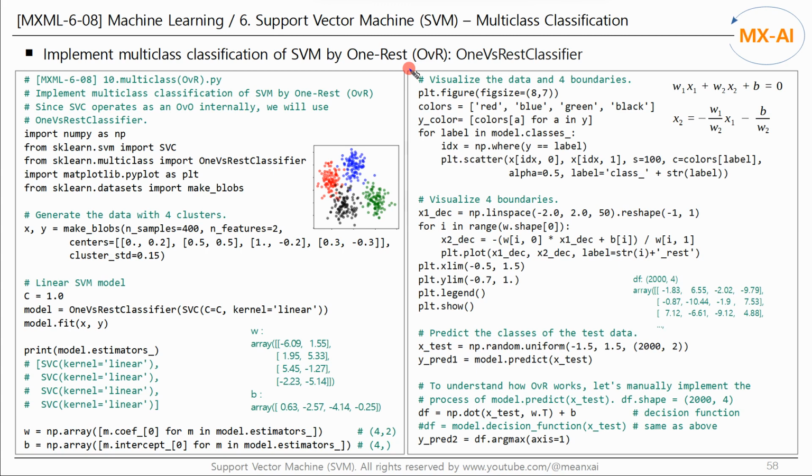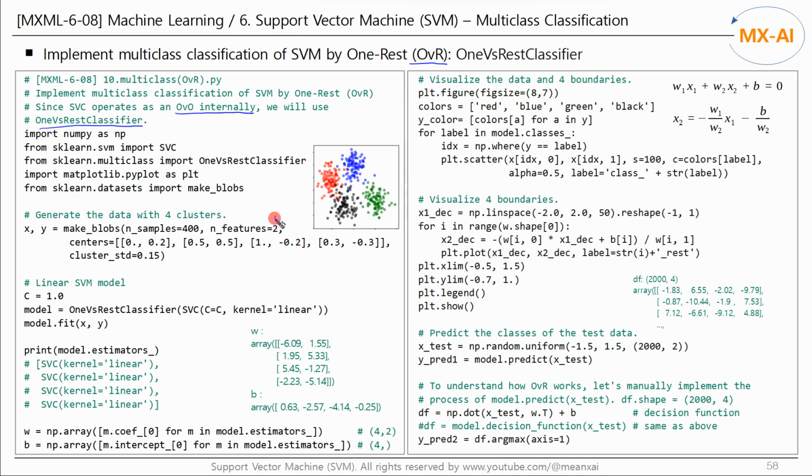Next, let's implement multiclass classification using the OvR method. Scikit-learn's SVC performs OVO internally, so we will use OneVsRestClassifier for OvR. We'll look more at SVC and OvR in a moment.